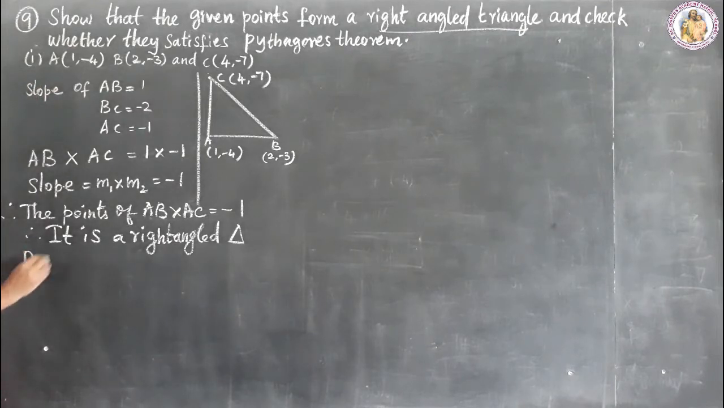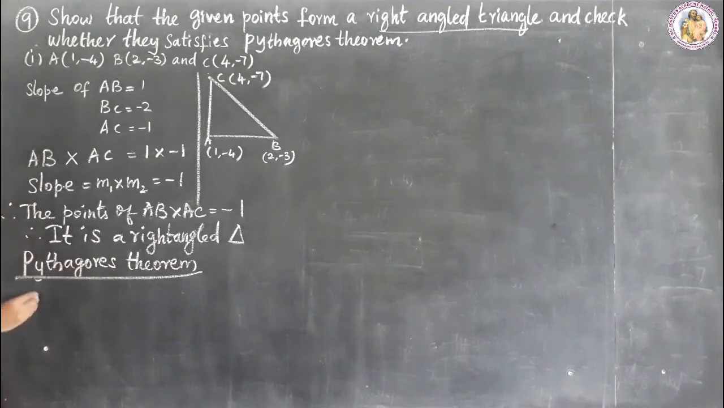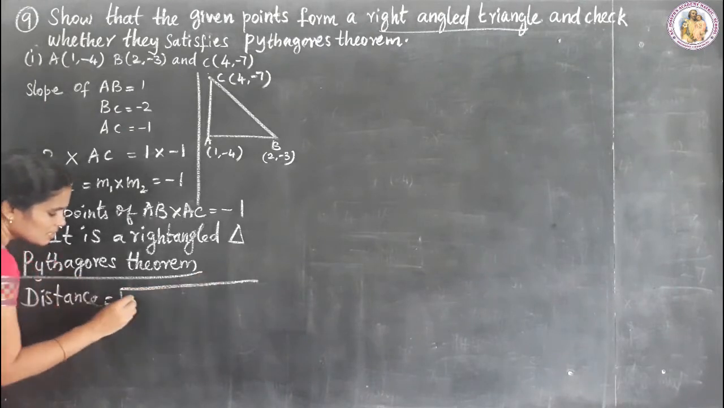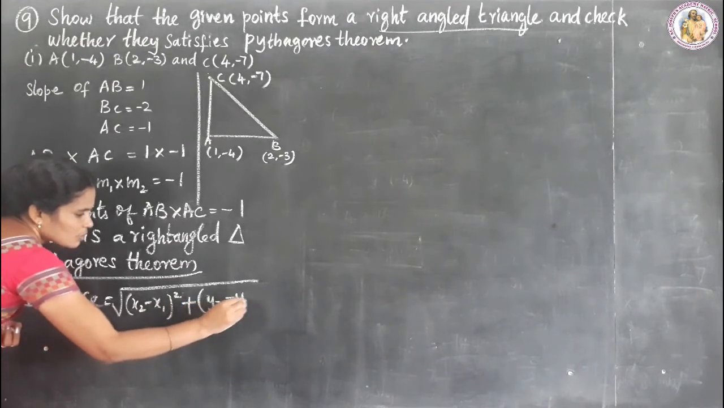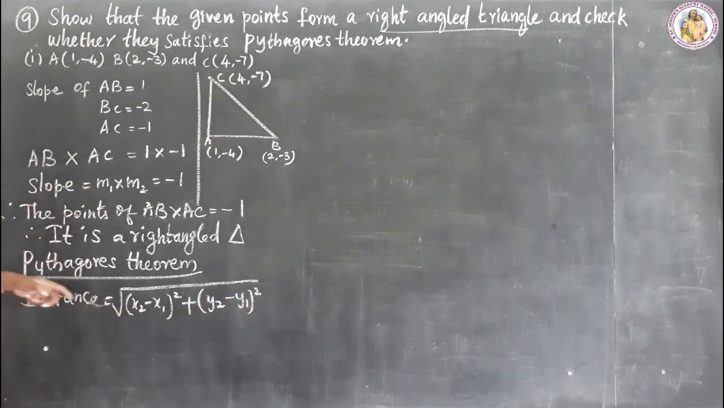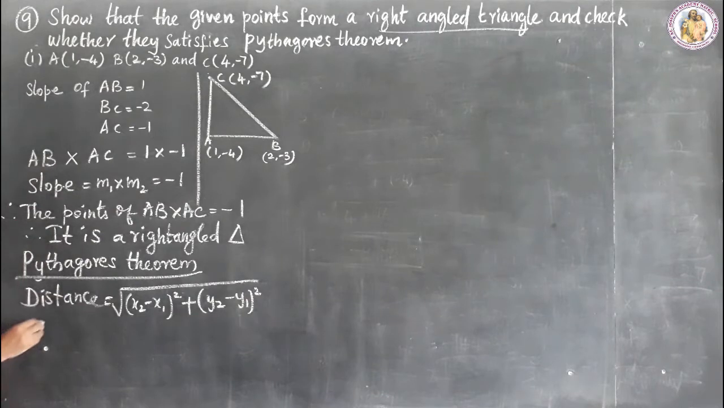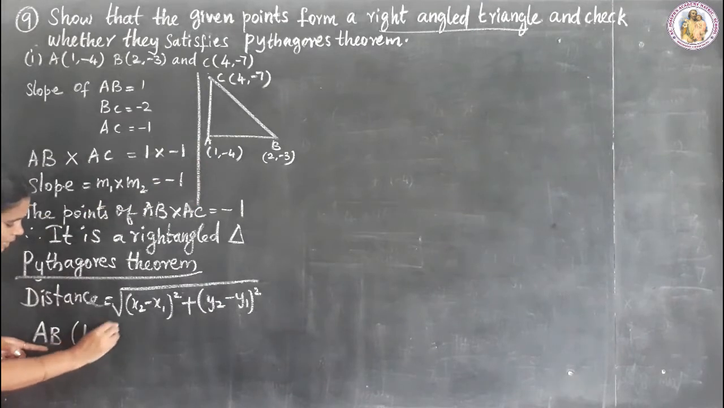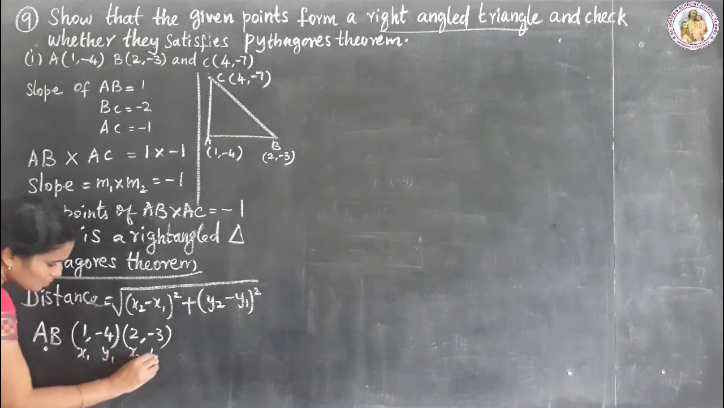So by Pythagoras theorem, using distance formula, distance is equal to the square root of x2 minus x1 whole square plus y2 minus y1 whole square. You have learned this in 9th standard. So same method, start from AB. Take the points A and B, that is (1, -4) and (2, -3). Taking this as x1 y1 x2 y2.